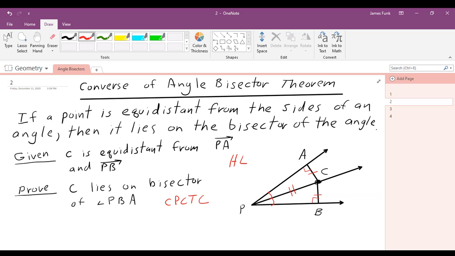So basically, we now prove that point C lies on the bisector. That line is a bisector. We proved the conclusion of the theorem that a point which is equidistant from the sides of the angle lies on the bisector of that angle. So there's the converse.